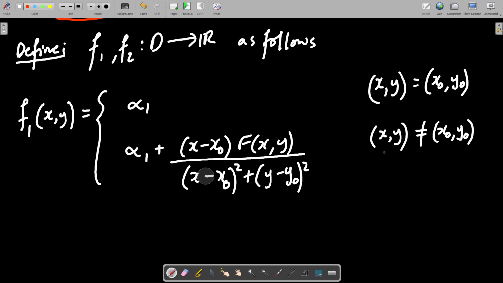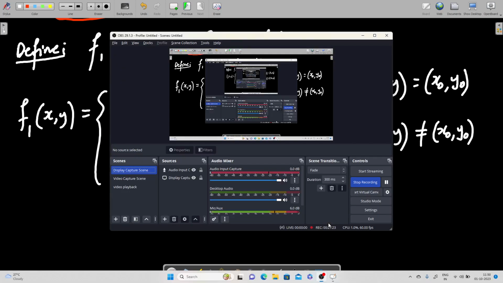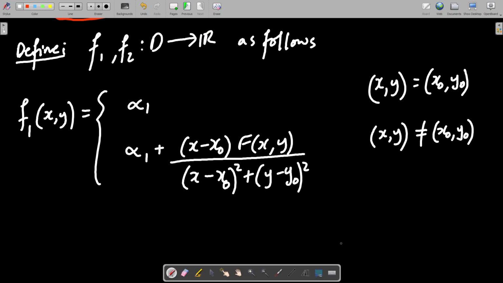So this is the function f1. It has been artificially defined as follows. There's no other logic behind that. It has been purposely done so that it works now. That's how proof by construction works, that you artificially create a function which satisfies the requirements of your theorem.